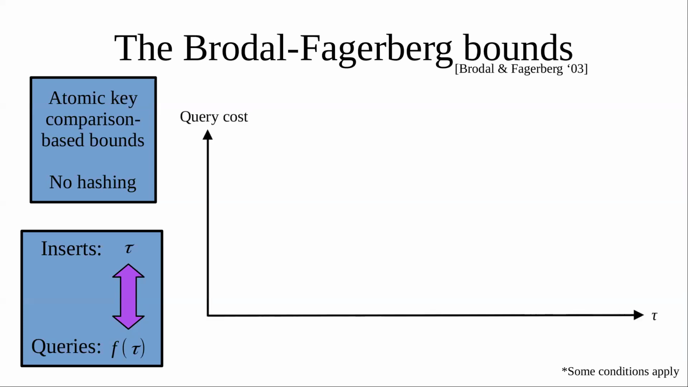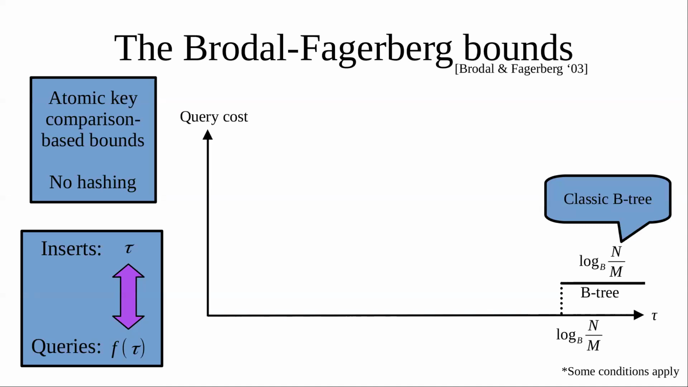So the x-axis is going to be the insertion cost tau, and the y-axis will be the query cost. And this graph is absolutely lovingly ripped off from their paper, so I'm going to give them full credit for what I'm about to show you. If you have sufficiently expensive insertions, then you can get sufficiently cheap queries. This is just the classic B tree right here.